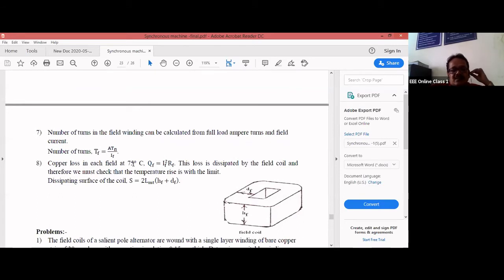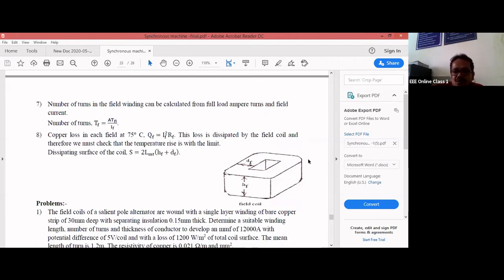And the copper loss at 75 degrees centigrade is given by QF equal to IF square RF. This loss is dissipated by the field coil, and therefore you must check that the temperature is within the limit. For the dissipating surface of the coil, you have to consider all the outer surfaces. The dissipating surface of the coil is equal to 2 LMT (HF plus DF). 2 LMT HF means LMT into HF for the upper surface, likewise for the bottom surface. And 2 LMT DF means LMT into DF for the upper surface and LMT into DF for the bottom surface.